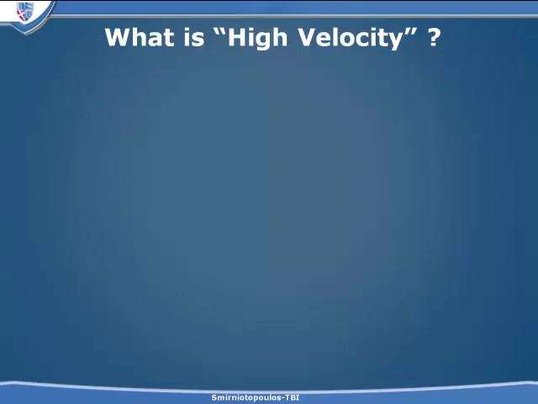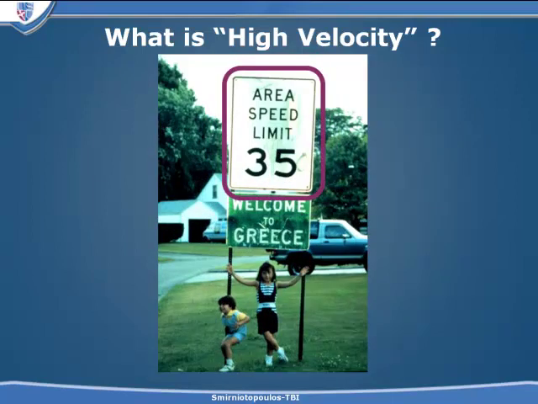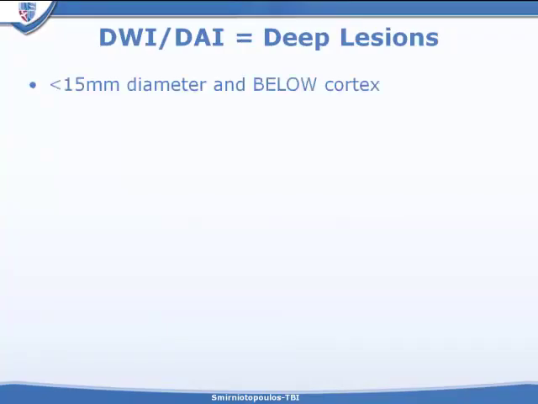Well, what is high velocity? I was expecting to find in reviewing the literature that high velocity would be 70 or 80 miles per hour, but in actual fact, if a motor vehicle is traveling at 35 miles per hour, that is sufficient in a T-boning coronal angular momentum situation to produce a deep lesion or traumatic axonal injury. So these lesions, again, are going to be less than 15 millimeters in diameter and do not involve the cortex, in contradistinction to cerebral contusion.